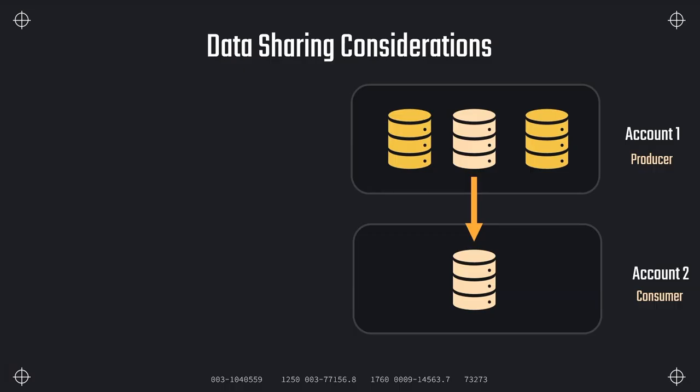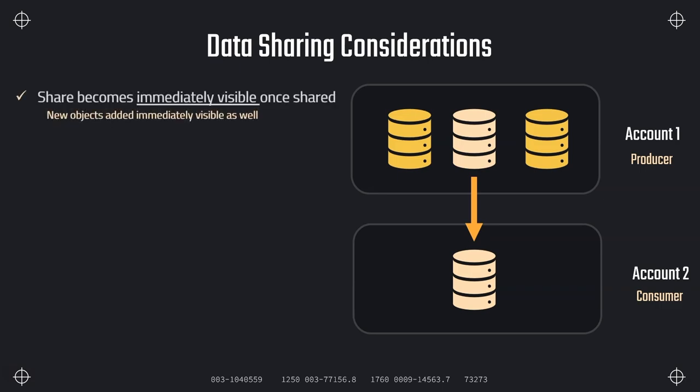also later on add some objects, so we can grant additional privileges. And then this will become immediately visible to the consumer. So they don't need to make any changes. When we change the data or anything in this share, it will be immediately visible to the consumer. So once a share is shared to the consumer, it will be immediately visible. And we have also learned that every account can share and consume. So this is a standard feature for every account.